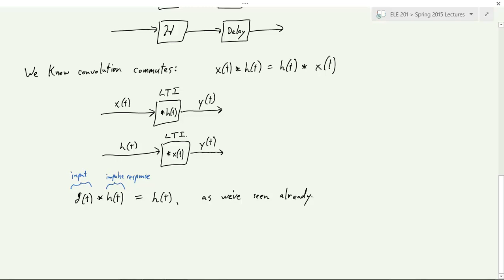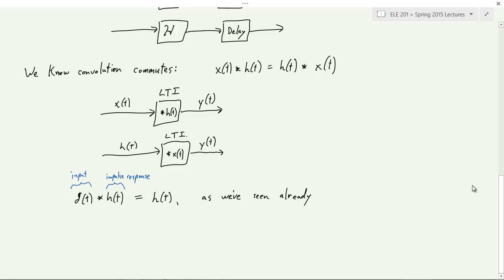But if we think about it now in reversed roles, and we think of h as the input to the system and delta as the impulse response, then what we see is that a system with impulse response delta is the identity system. You put h in, you get h out. So that would be the opposite interpretation.